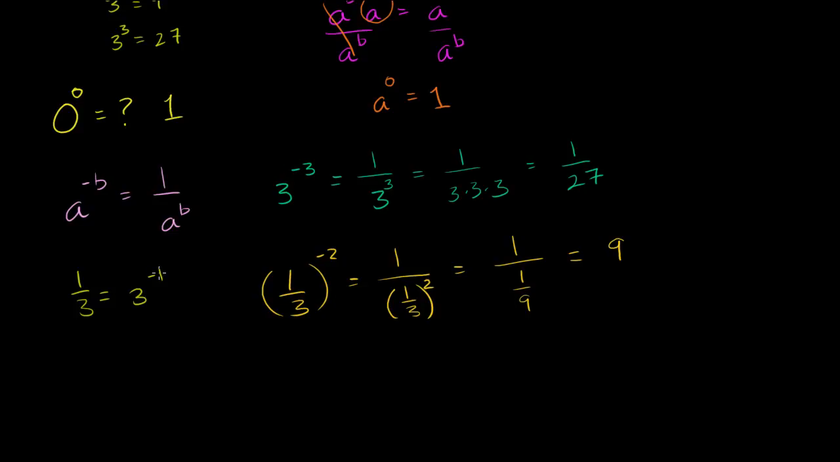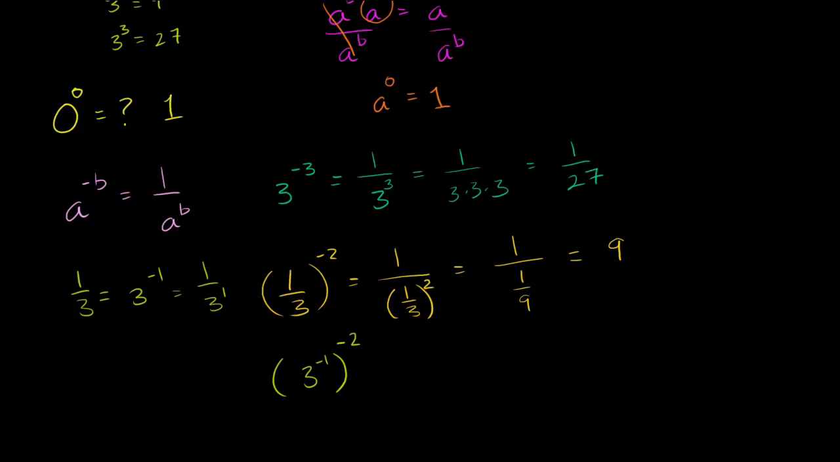The 3 to the negative 1 is 1. This is equal to 1 over 3 to the 1 power, which is the same thing as 1/3. So if we replace 1/3 with 3 to the negative 1, this is 3 to the negative 1 to the negative 2 power. These two things are equivalent statements.